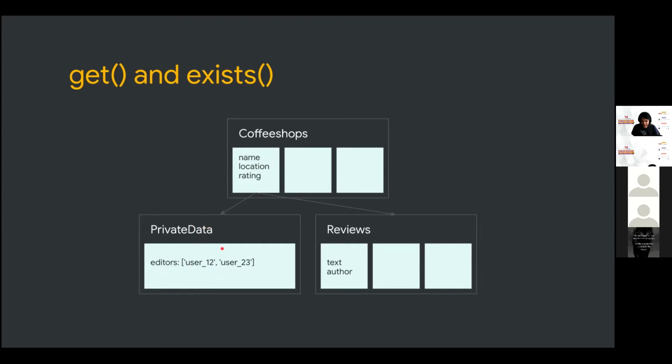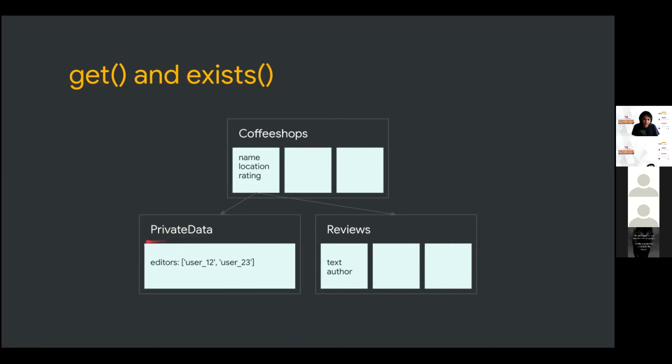Which is like some other document in the database, not really the document that we are editing. So to get a document somewhere else in the database, like the private data here, we can use get or exists functions in security rules. Exists only checks if a particular document exists, as the name suggests. Get actually gets the value, the data stored at that location, so we can access its fields in our security rules.